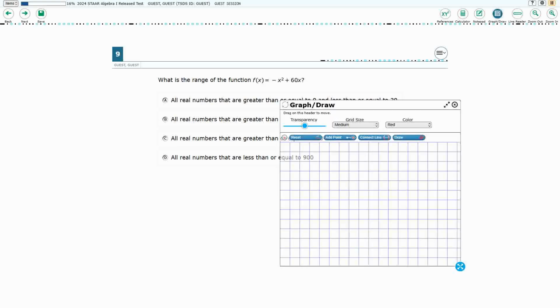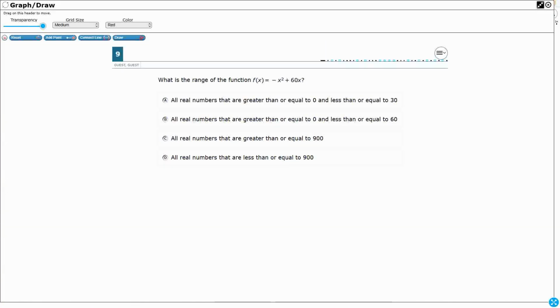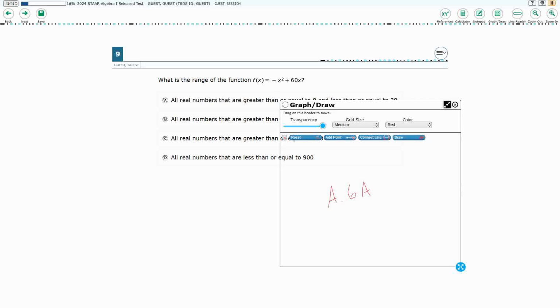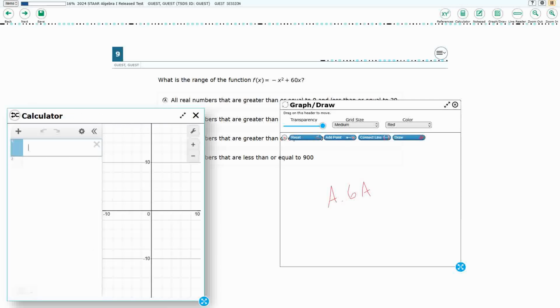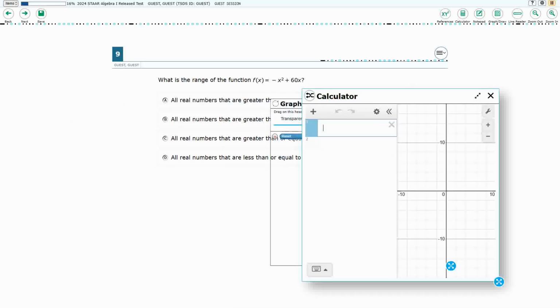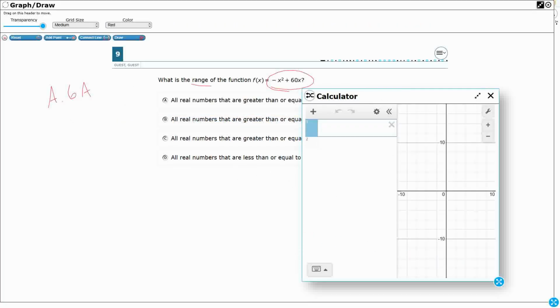Next, for number 9, we are looking at quadratic domain and range. This is A.6a. And we are just simply looking for the range of this function. All right, so let's graph this function and let's take a look at it. For this one, we can use Desmos, though if you want, it's possible to do it on the TI-84 as well. So let's just plug this in.